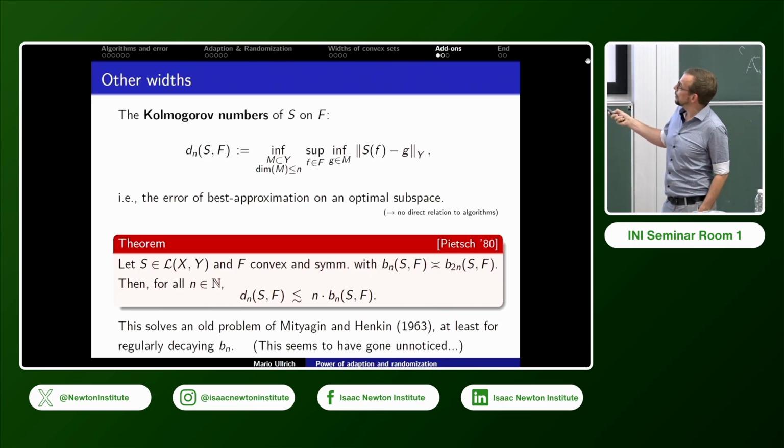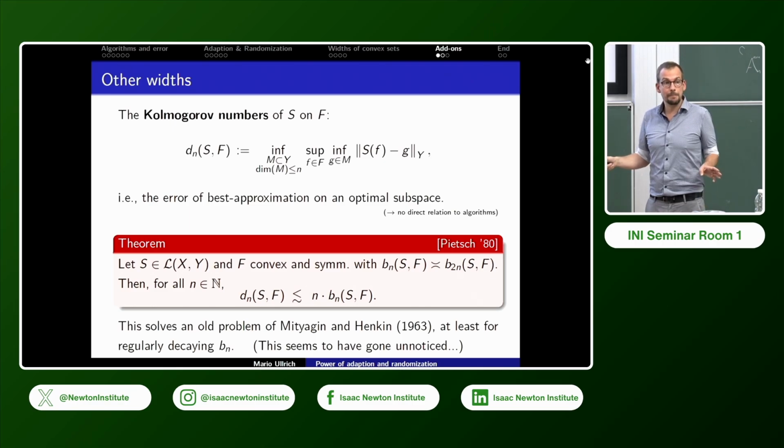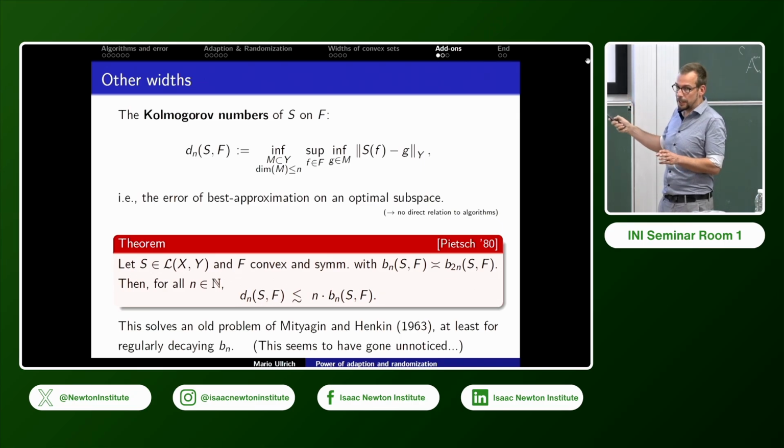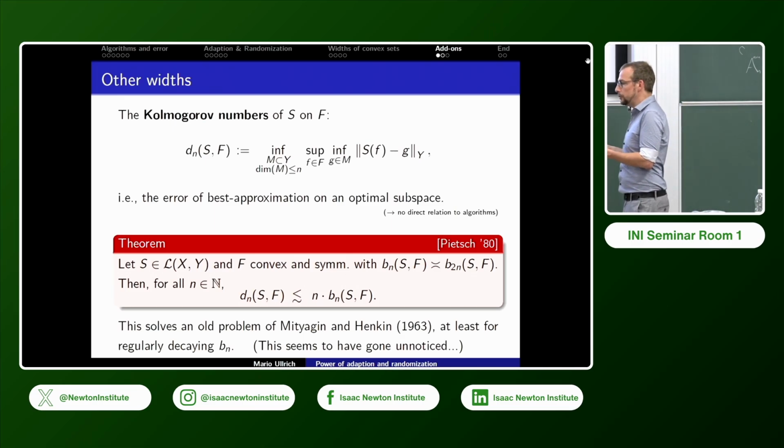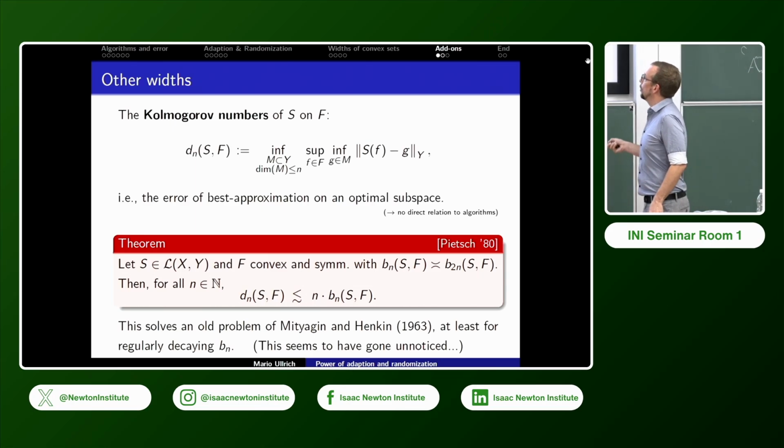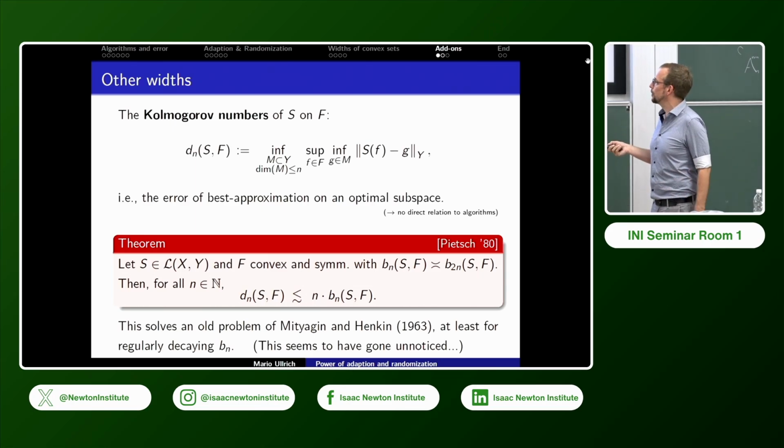The first one: the Kolmogorov numbers are just the error of best approximation on an optimal subspace. You take the optimal subspace, and then you take the best approximation for every element f. So in general, there is no direct relation to algorithms. It's a benchmark for optimal approximation in classical approximation theory. No one claims that the best approximation here can ever be given by any algorithm. And I can tell you, in general, it's not. There are a lot of examples where we know that the Gelfand numbers are much larger than the Kolmogorov numbers, which means you cannot achieve best approximation. You can only do something weaker if you think about algorithms. So in general, the Kolmogorov numbers are not a good benchmark for algorithms, I would say.